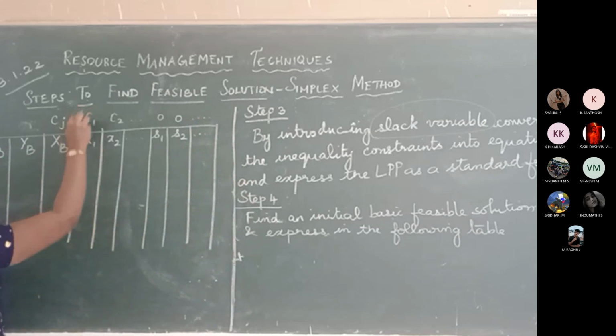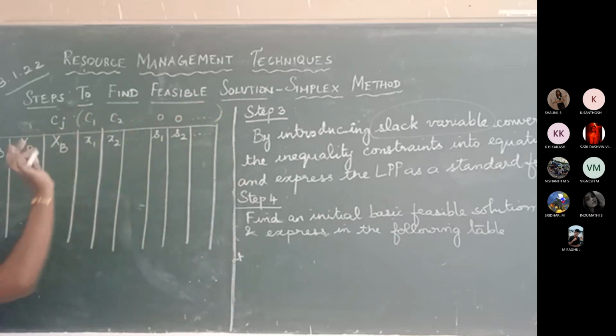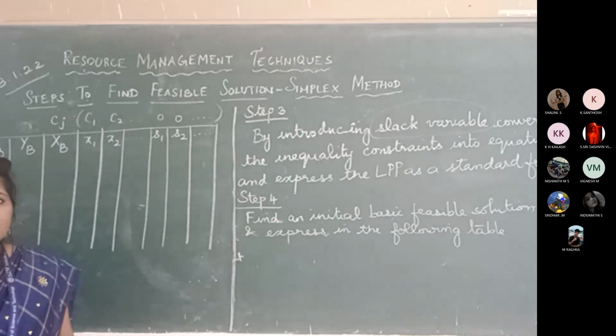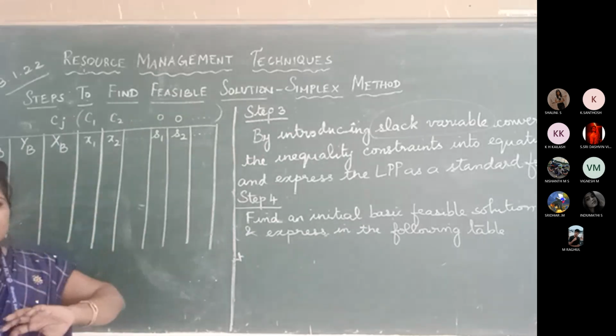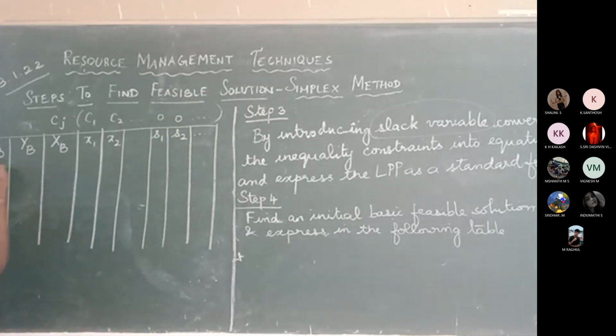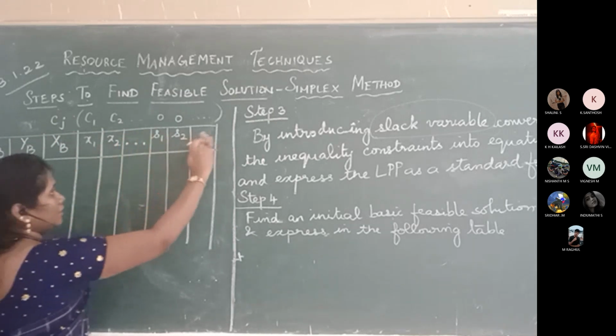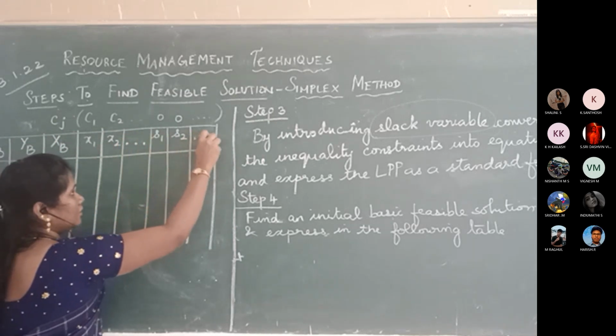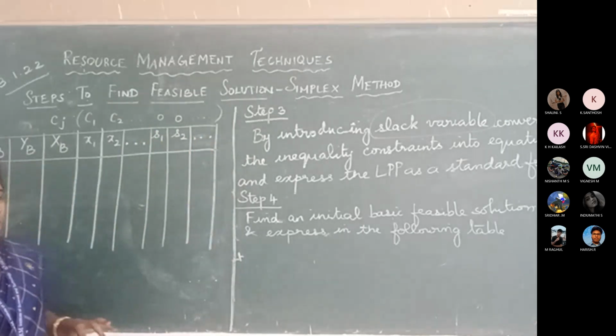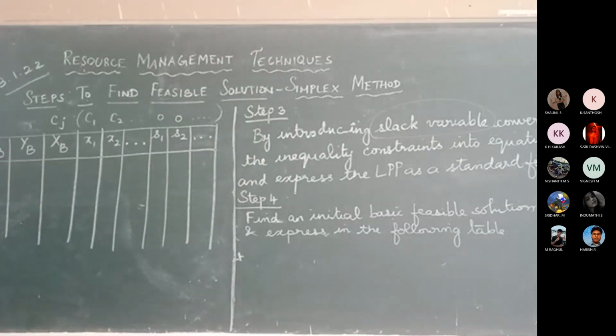I will tell you what all this is. First you write down the format, then I will tell you what all this will represent. So this will be the tabular column. And similarly here also your slack variables, for any number of slack variables, any number of variables.